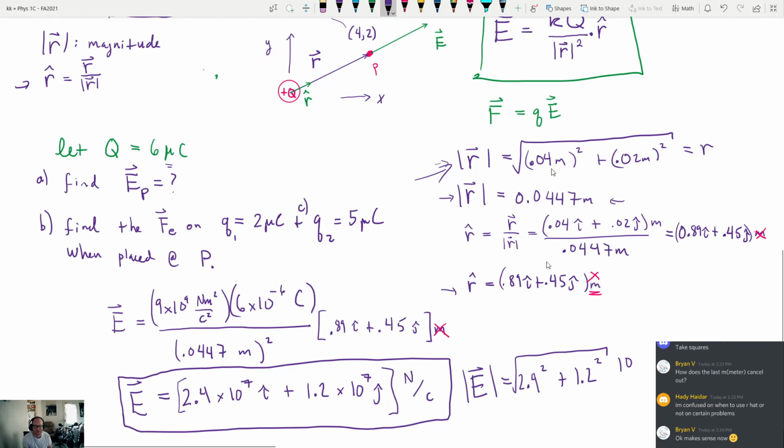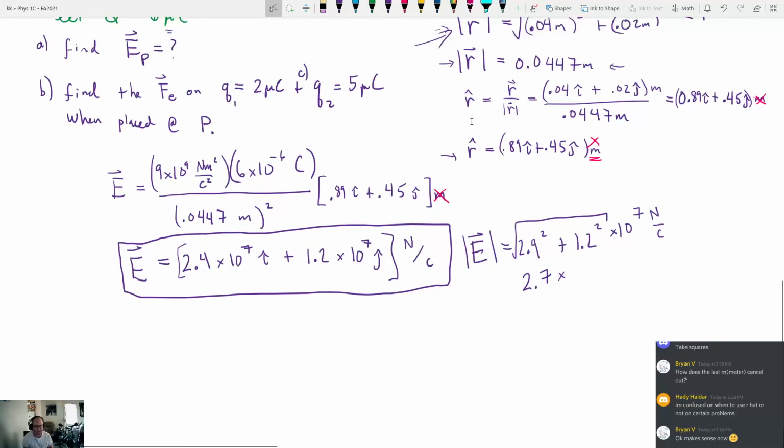Okay, to continue what I was writing, if you want to find the magnitude, you would take 2.4 squared plus 1.2 squared, and you would multiply by 10 to the 7. Definitely need to know how to do this, because this will show up on your homework. I don't need to do it because I already did the calculation as part of what I did: 2.7 times 10 to the 7. So this is about 2.7 times 10 to the 7. This is the magnitude of the electric field, in newtons per coulomb.